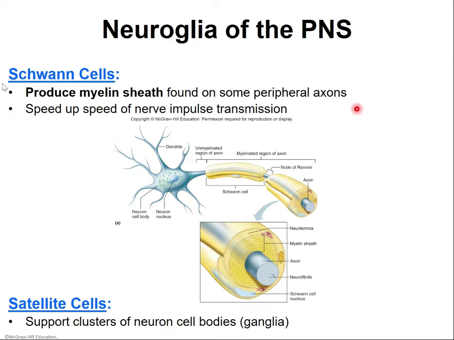Know the supportive cells in the peripheral nervous system. We have the Schwann cells, the satellite cells. Schwann cells produce myelin sheaths that surround the axon, and this helps speed up the nerve impulses.